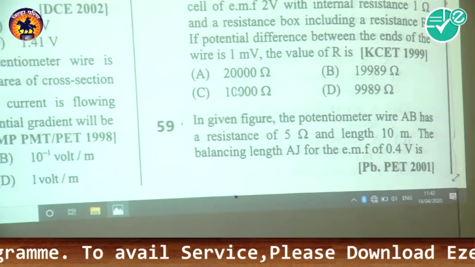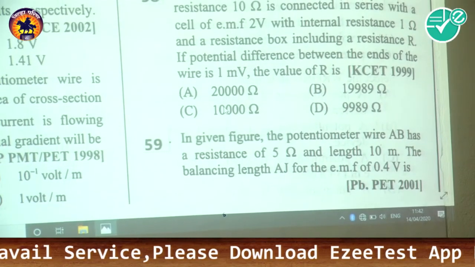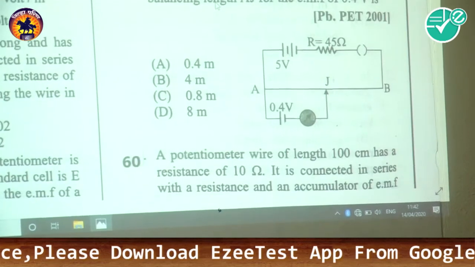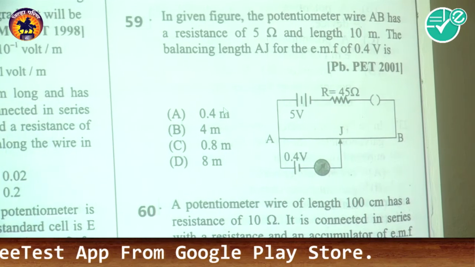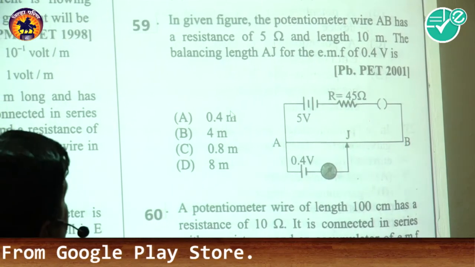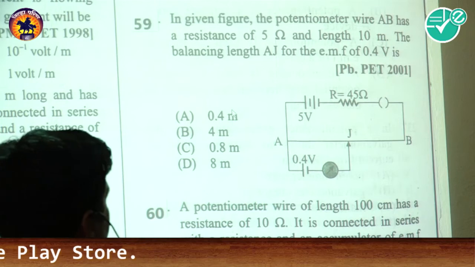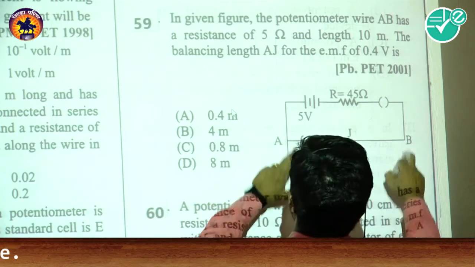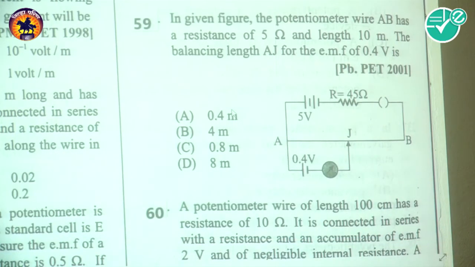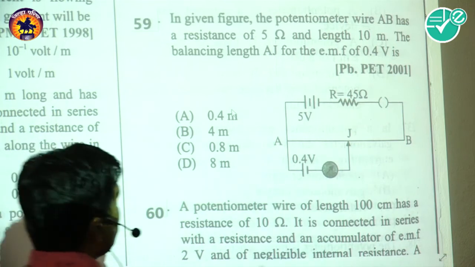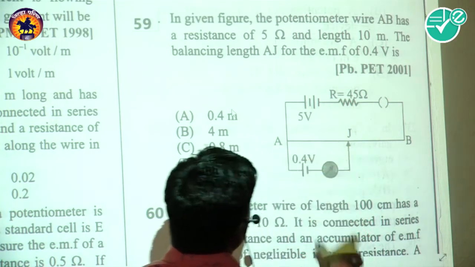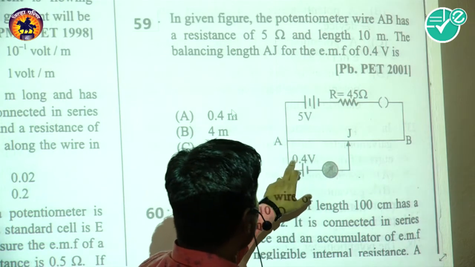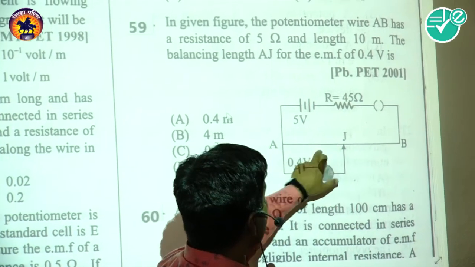Now, we will move towards question number 59. So, what is asked in question number 59? Here, in the given figure, the potentiometer wire AB has a resistance of 5 ohm. This wire has a resistance of 5 ohm and a length of 10 meter. The balancing length AJ is for an EMF of 0.4 volt. So for this cell we have to calculate the balancing length.